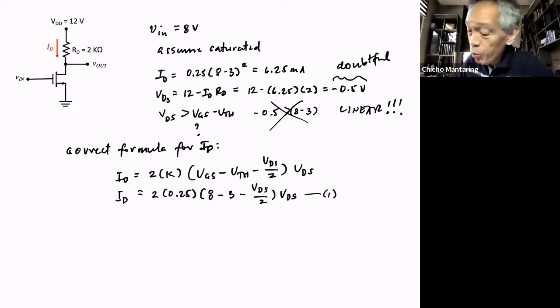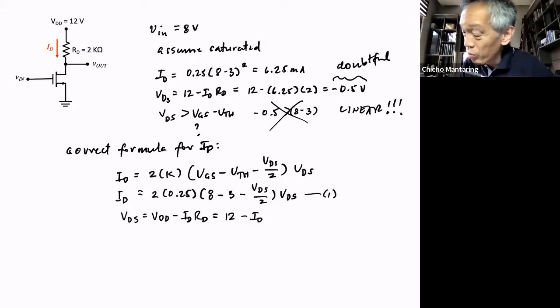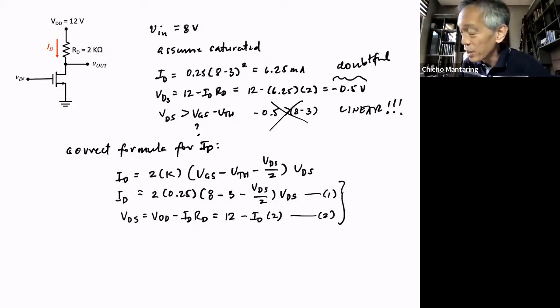Naging komplikado ngayon yung buhay ko kasi nasa linear mode siya. So yung ID ko ngayon is also a function of VDS. It's not only a function of VGS, but it's also a function of VDS. However, I can form a second equation from KVL here. I have VDS is equal to VDD minus ID RD. So this is equal to 12 minus ID times 2. This is my second equation. And I can solve this simultaneously.